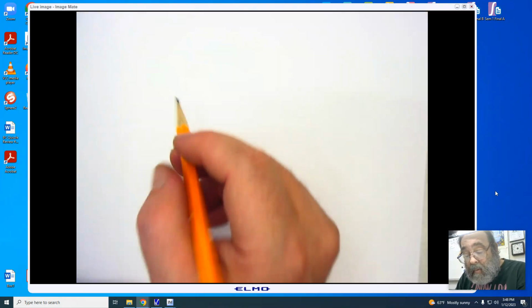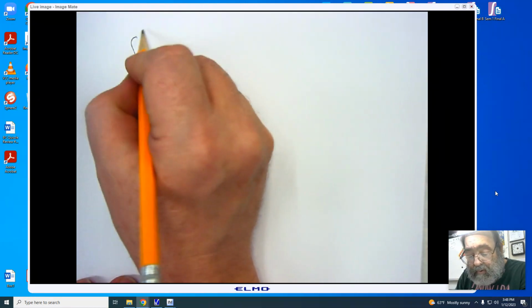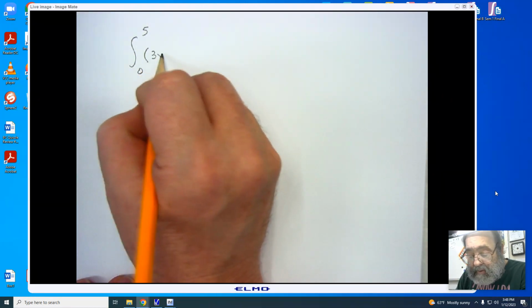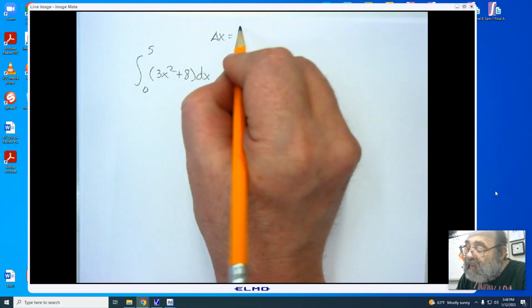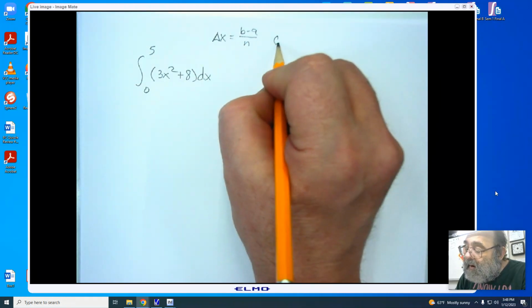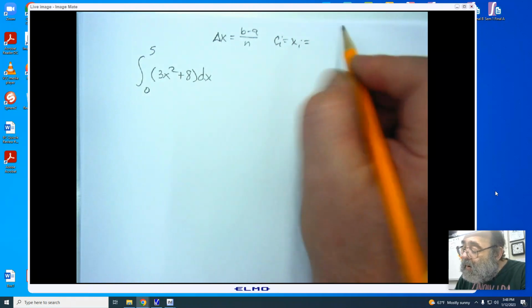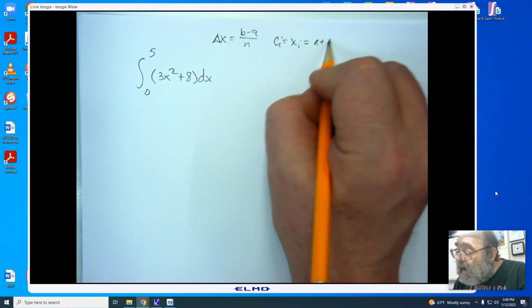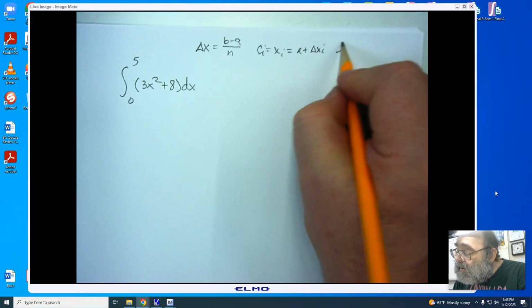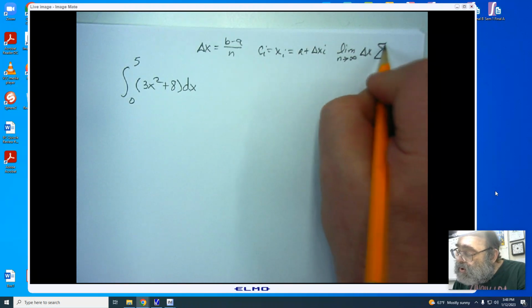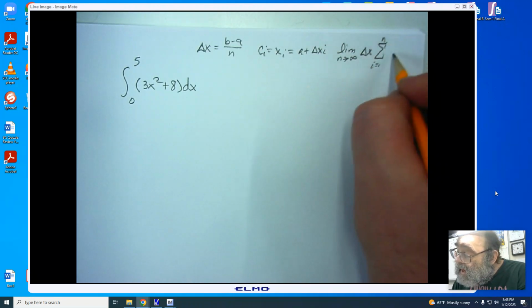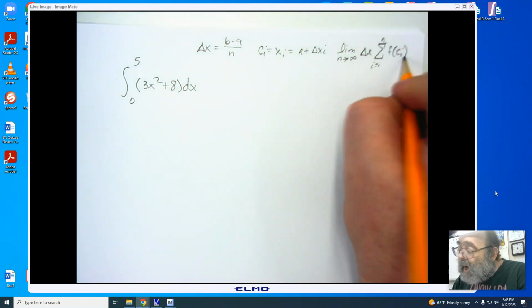This leaves us only one last problem. This last problem is number 5. Let's write number 5 down, okay? Here we go. The integration from 0 to 5 of 3x squared plus 8 dx. Once again, we want the delta x, b minus a divided by n. We're then finding our c sub i, x sub i, which is going to be a plus delta x times i, and we are constructing the limit as n approaches infinity for delta x times the summation as i starts at 1 and goes to n for our f of c sub i.